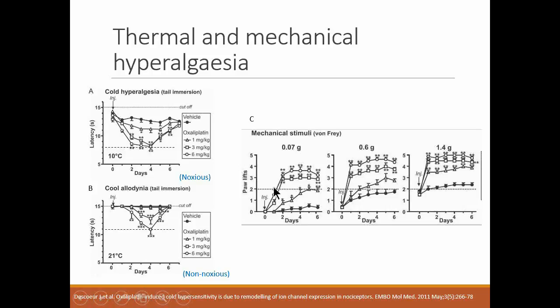So what we have here is the number of paw lifts out of 5 to 3 different types of mechanical stimuli. So you've got non-noxious, intermediate, and noxious. And again, the higher the grade, the more paw lifts out of 5 occur. So if you look at the first graph with the non-noxious, the control and the 1 milligram per kilogram are not too bad. They stay virtually below the 2 paw lift threshold, but you can see the 3 and 6 milligrams per kilogram well above that threshold for 2 paw lifts out of 5.